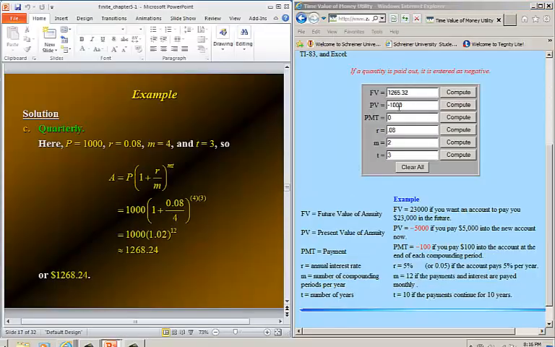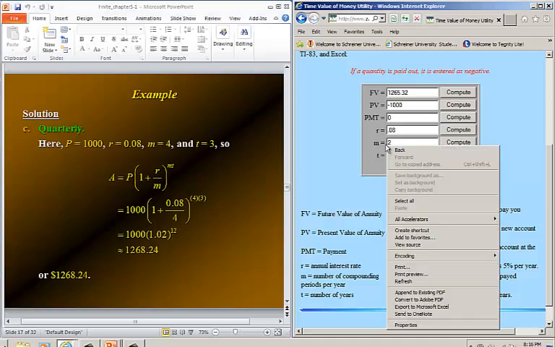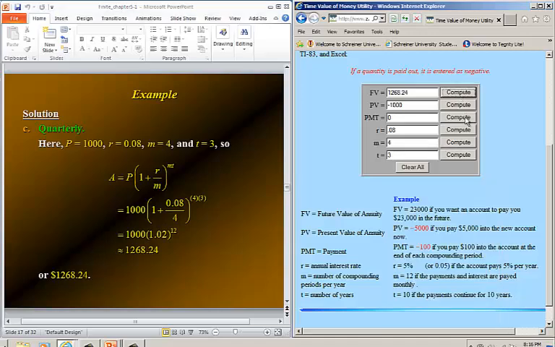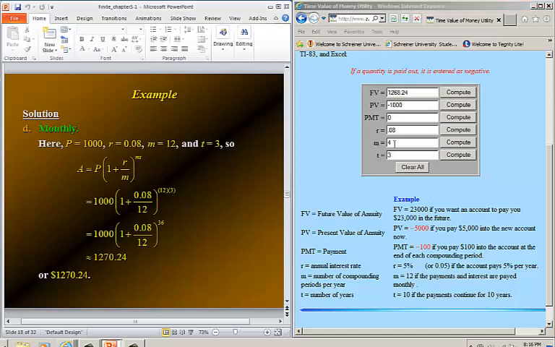Next, compute it quarterly. The entries are the same for present value, rate, and time, but M will change because now instead of twice a year, we're going to compound 4 times a year. Hitting the compute square, we see it produces a future value of $1,268.24.